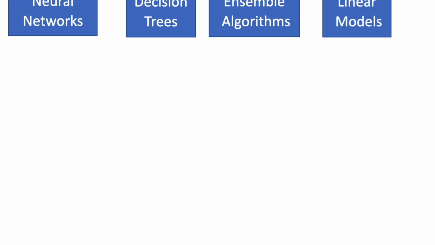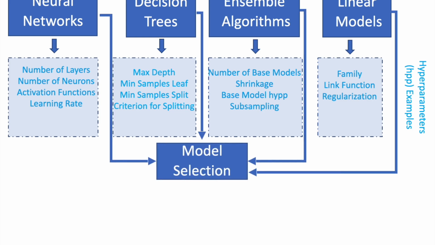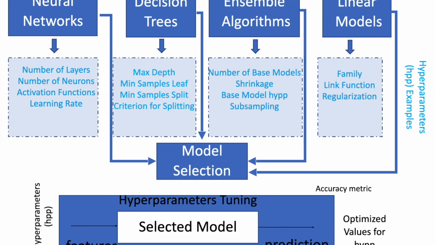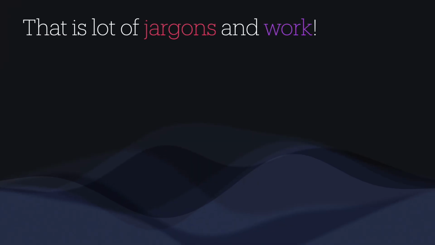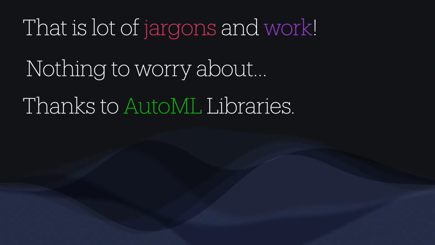A machine learning model could be neural networks, decision trees, ensemble algorithms, or linear models. Each model will come up with its own set of parameters. Our goal is to select the best model for our AI agent. The process of selecting the best model is a bit involved. It requires training the model in different configurations and selecting the best one. That's a lot of jargon and seems like a lot of work, but nothing to worry about, thanks to Python AutoML libraries.